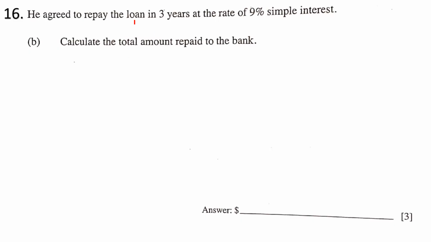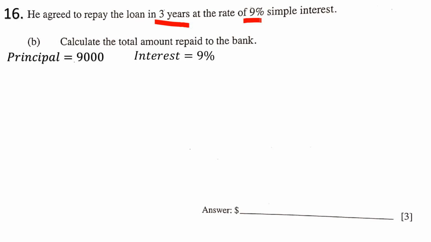Now he agreed to repay the loan in 3 years. That's the time. And the rate is the interest rate at 9% simple interest. And so calculate the total amount repaid to the bank. So let's first deal with the interest, because you have to pay the interest back as well. We know that for the interest, we need the principal. The principal is the amount borrowed. We know that's $9,000 that he borrowed.